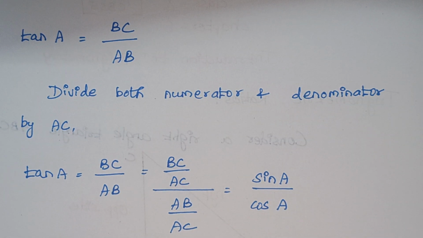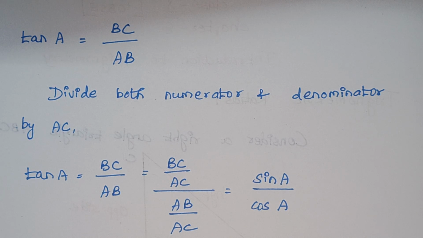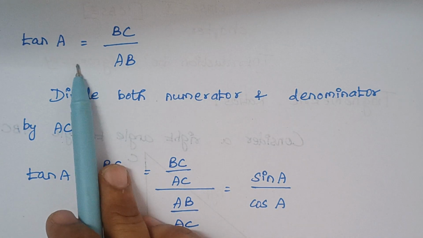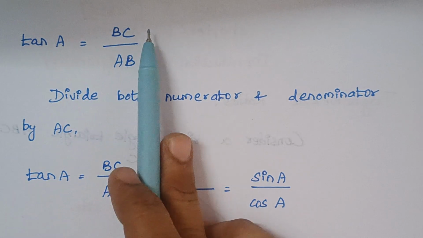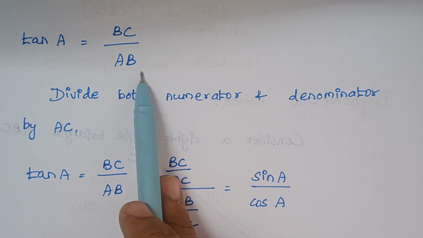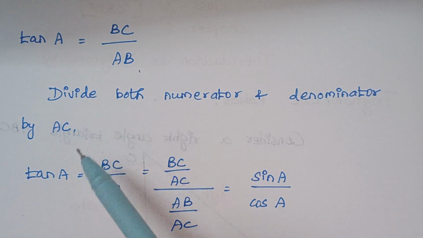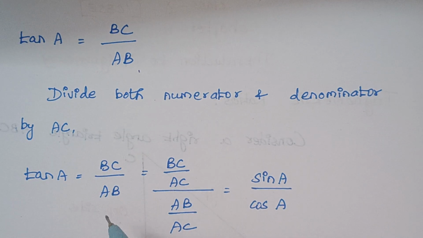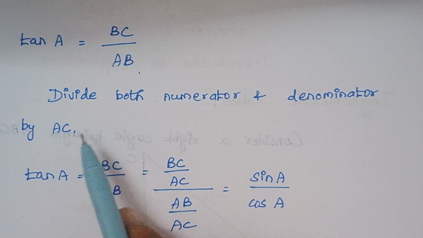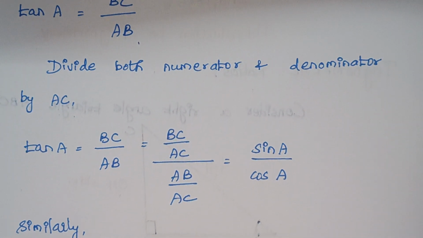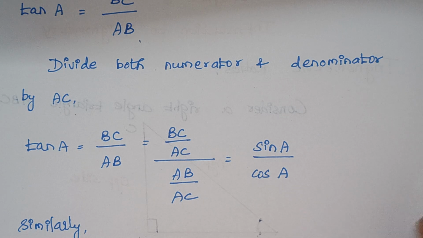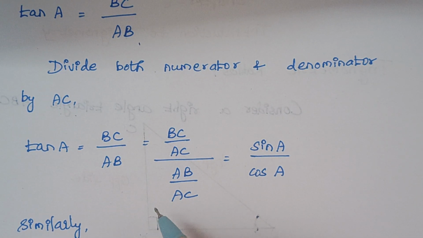Here there is a simple proof to show that cot A is nothing but the reciprocal of tan A. Right. So here tan A is given by, again we are considering the same triangle, right? So tan A is given as BC by AB. Now, in order to prove that cot A is the reciprocal of tan A, we divide both the numerator and denominator by AC, right? When both the numerator and denominator are divided by the same value, the original value will remain the same, right?